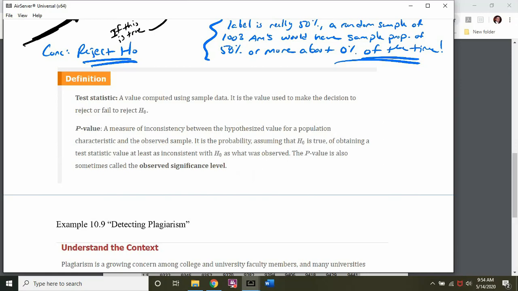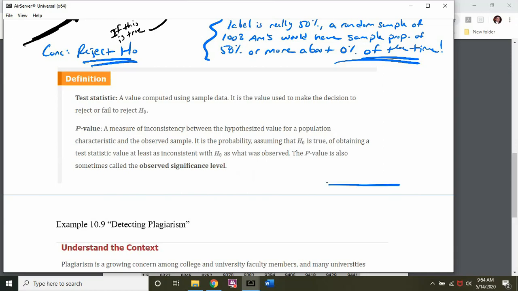P-value is a measure of inconsistency between the hypothesized value for a population characteristic and the observed sample. It is the probability, assuming that H sub 0 is true, of obtaining a test statistic value at least as inconsistent with H sub 0 as what was observed. That means at least as far away from H sub 0.